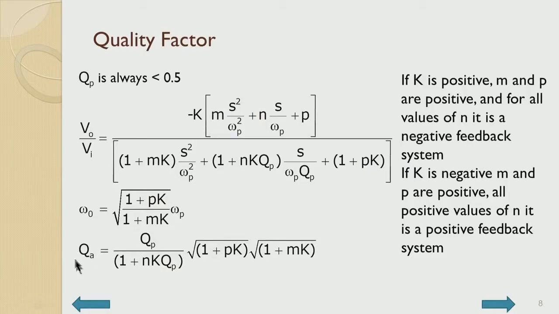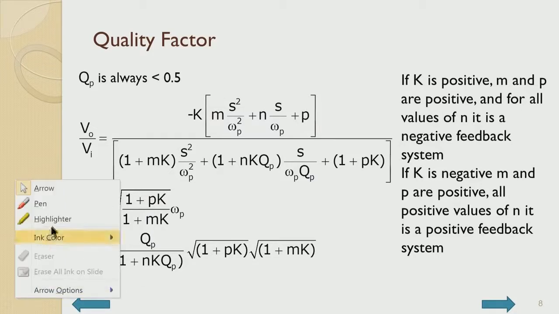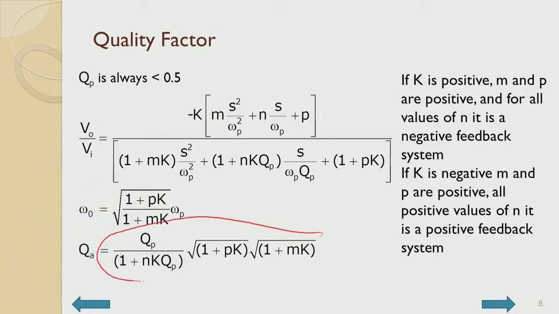Q also gets modified as Qp divided by 1 plus nk Qp, times square root of 1 plus pk, divided by square root of 1 plus mk. This is an important transformation that we are looking for. So, this is what we are seeking. This is the consequence of what we are doing, right.